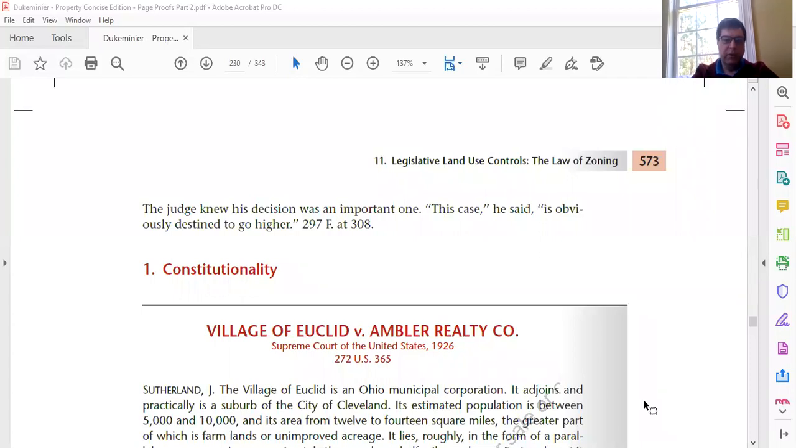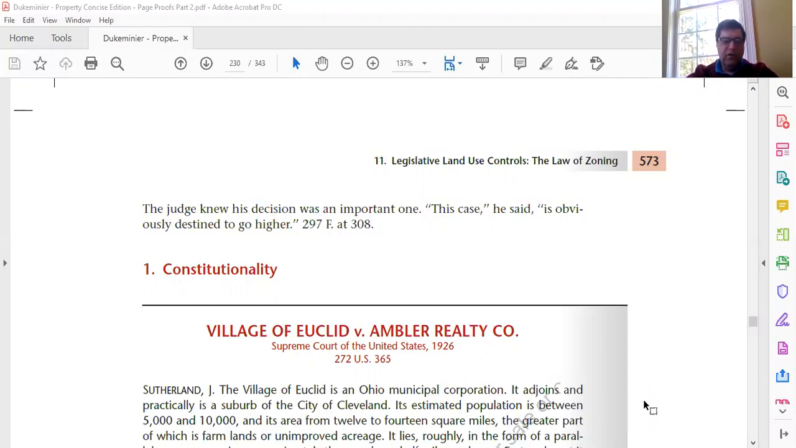So the first topic that we're going to take up is the constitutionality of zoning legislation. And the case that they give us for that purpose is a 1926 case from the United States Supreme Court, the Village of Euclid versus Amber Realty Company.